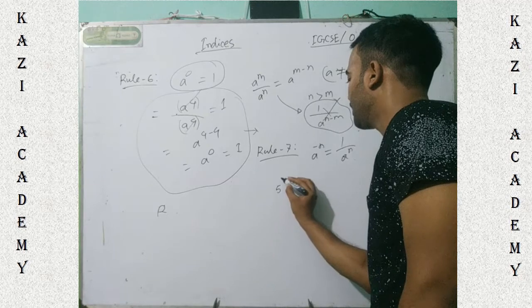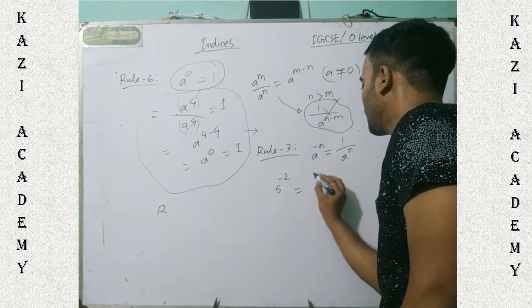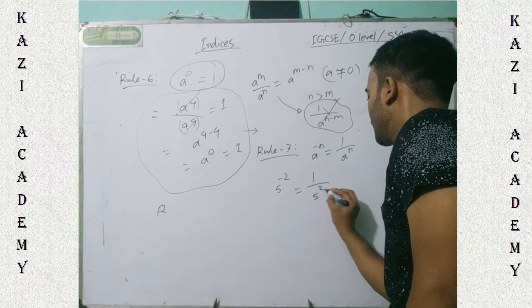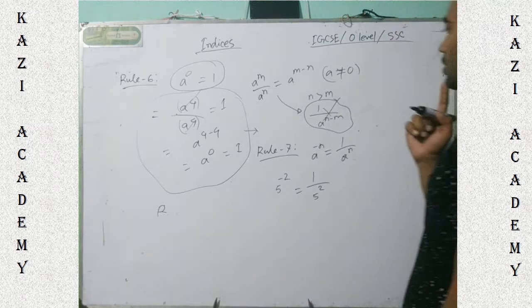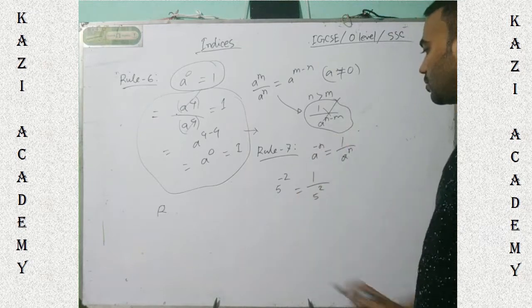For example, if I write 5 to the power minus 2, then we must write 5 to the power 2 in the denominator. So 1 by 5 square. So these are the rules.